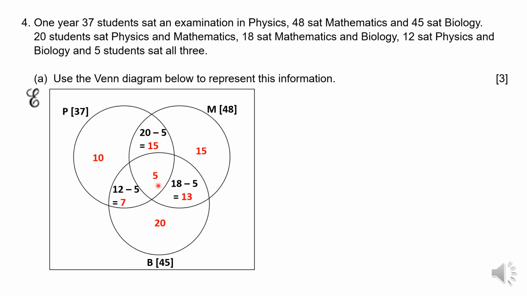So what I do is, immediately when you introduce that 5, it should be quite straightforward now that you have to take away that 5 from the information that you are given. We know that 20 is set for physics and math, so it's this region here.